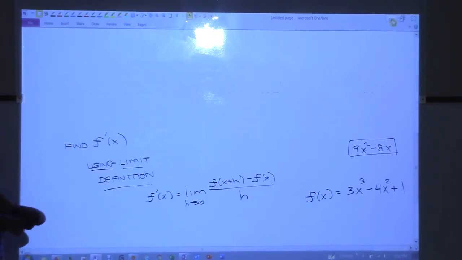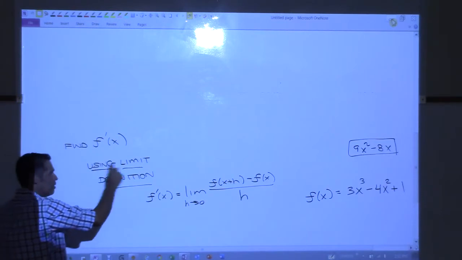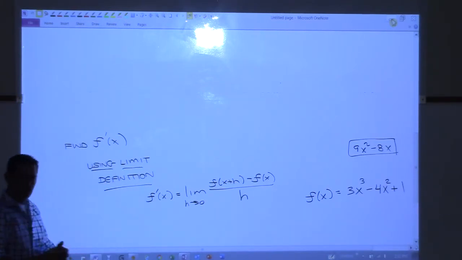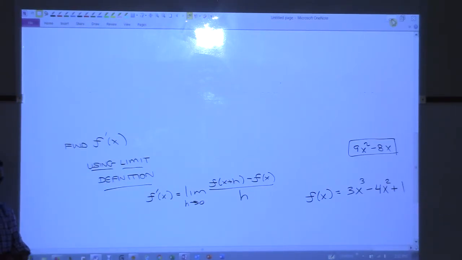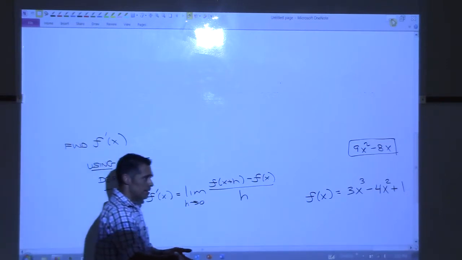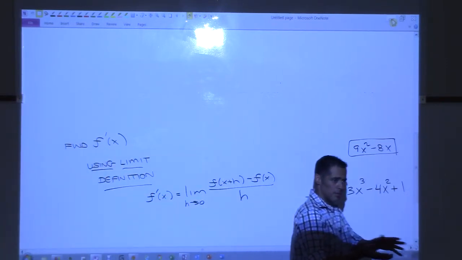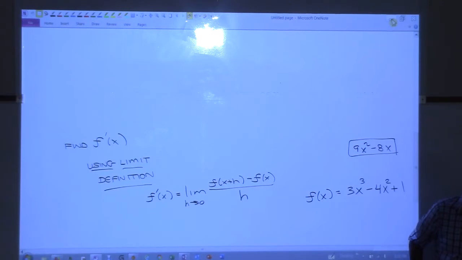I'll just say find the derivative. If I do that and I don't put this, that means all the shortcuts are on the table. And those shortcuts are on your formula sheets, most of them. All your derivative shortcuts are there. So make sure you go back and go through the sections. Like the first thing we got was the power rule. Make sure you can do the power rule.